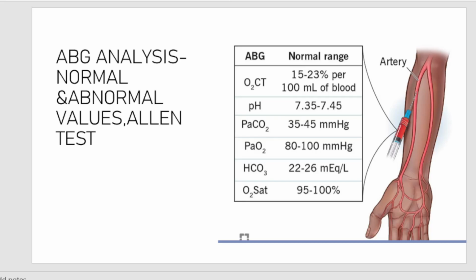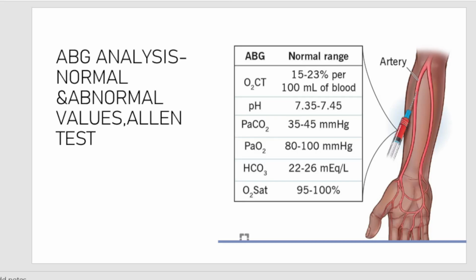For example, acid-base means based on the pH, we have to know about acidosis or alkalosis. In case of respiratory acidosis, what will happen? pH is low and PaCO2 will rise. In case of respiratory alkalosis, the pH is high and PaCO2 is low. In case of metabolic acidosis, pH is low and bicarb levels are also low. In case of metabolic alkalosis, pH and bicarb levels will be high.